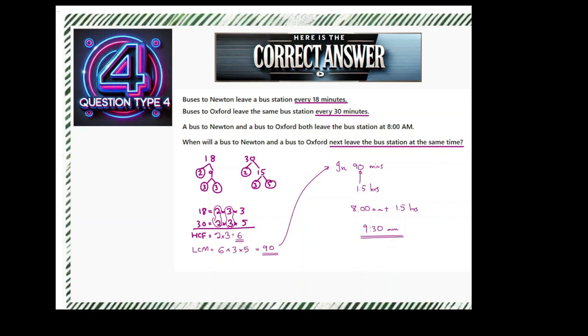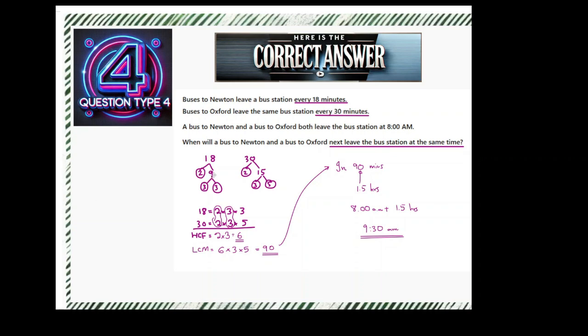So you can either just figure out 30 times 3 is 90 and 18 times 5 is 90, or just do the normal way we are doing it, and either way you can figure out it's 90. Now the time is 90 minutes, so obviously we know 60 minutes is 1 hour, so 90 minutes is 1.5 hours. So the next time would be 8 a.m. plus 1.5 hours. The answer is 9:30 a.m.